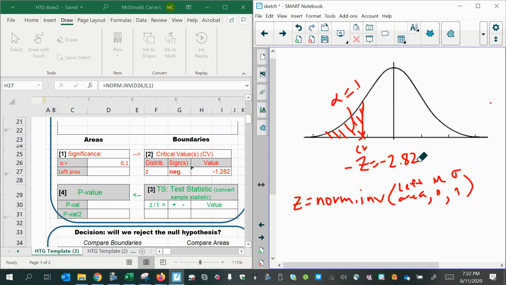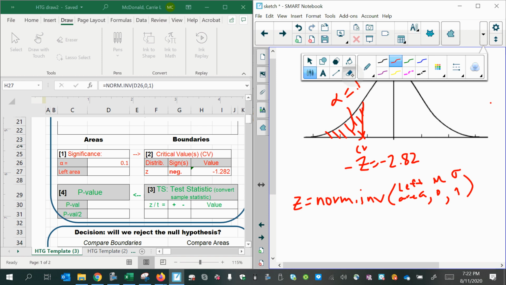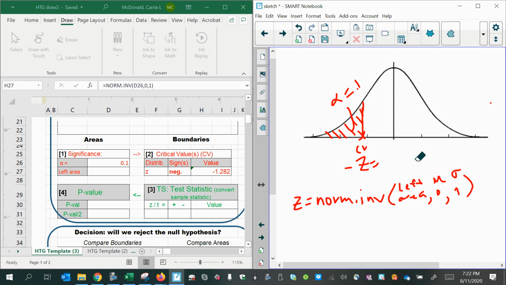What did I just say? Excuse me, while I fix that. Negative 1.282. All right, so now we've completed the red couple. Now we have the green couple to do, and we'll start by finding the test statistic. We're going to calculate that by converting our sample proportion into a z-score.